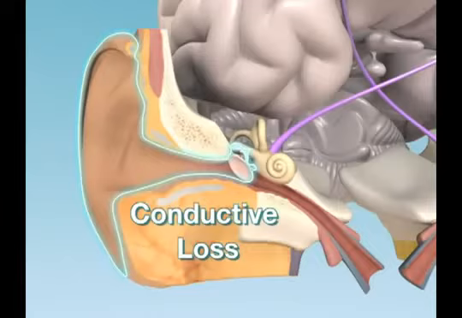Common types of conductive loss include excessive cerumen, or wax buildup, foreign object in the outer ear, perforation or tear of the eardrum, or excessive fluid buildup in the middle ear. Most of these hearing losses have medical or surgical treatments.